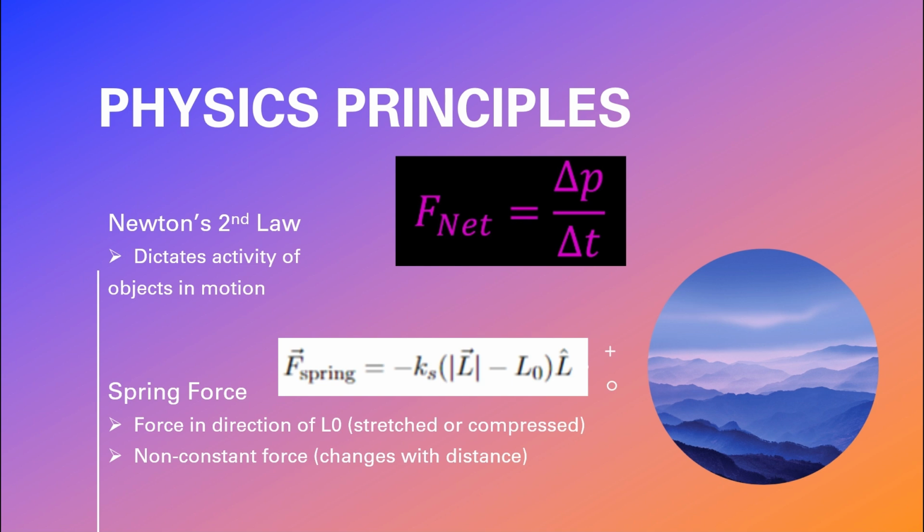So, spring force goes in the direction of L naught, so it's based on whether a spring is stretched or compressed. If it's compressed, then it's going to be a negative value, so it'll be going against wherever it's rooted. And if it's stretched, then it'll be going towards wherever it's rooted, because it'll be a positive value as L is greater than L naught. And spring force is non-constant, as it changes with how stretched or compressed the spring is.